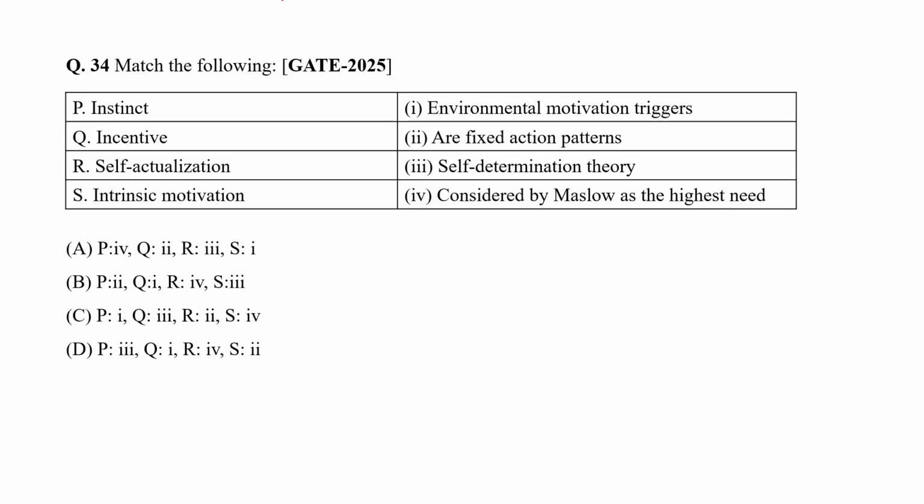Now coming back to the question, we have P, Q, R, S: instincts, incentives, self-actualization, and intrinsic motivation. Now let's read the options. We have environmental motivation triggers. Where did we see environmental motivation triggers? We saw that in incentives. Incentives are environmental motivation triggers. Fixed action patterns we saw in instincts. Self-determination theory we saw in intrinsic motivation. Then self-actualization we saw in Maslow's hierarchy of needs, which is the highest need given by him.